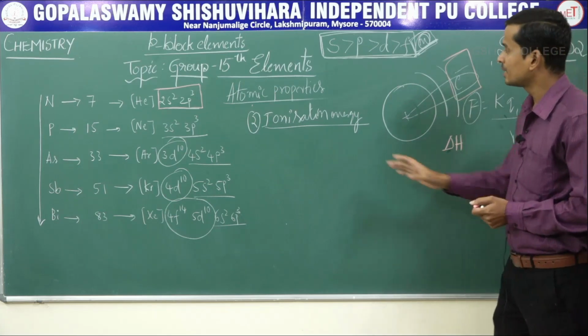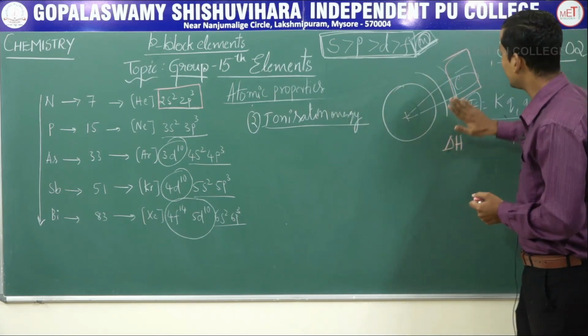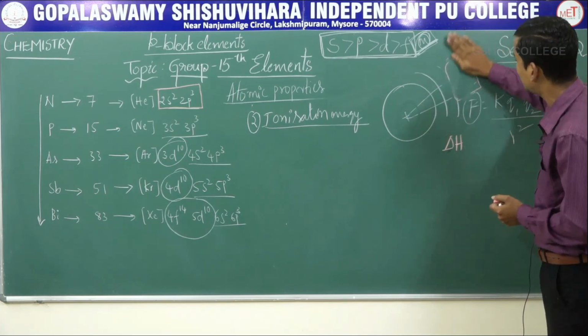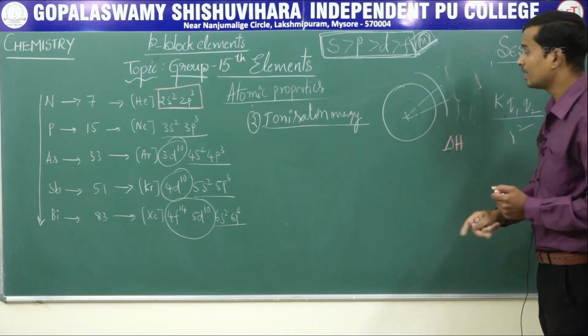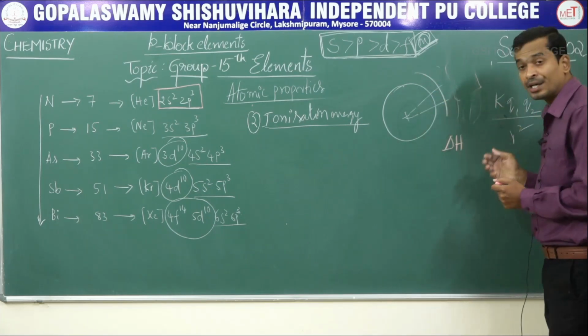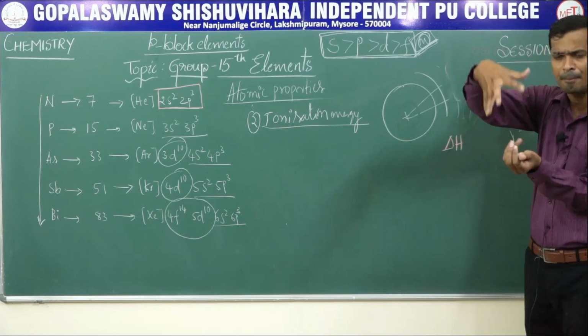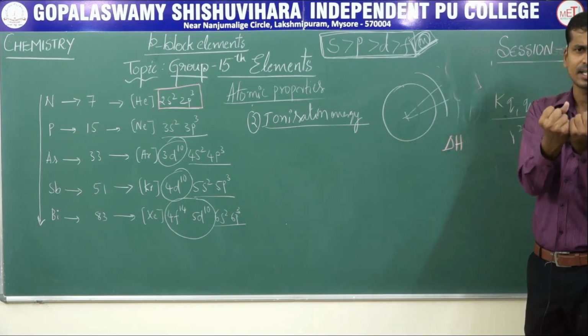What does ionization energy mean? It is the amount of energy required to remove the loosely bound electron in the valence shell of a neutral isolated gaseous atom. Why is it said to be gaseous? In a solid state, atoms are very compact in nature, and the force of attraction is strong in a solid.